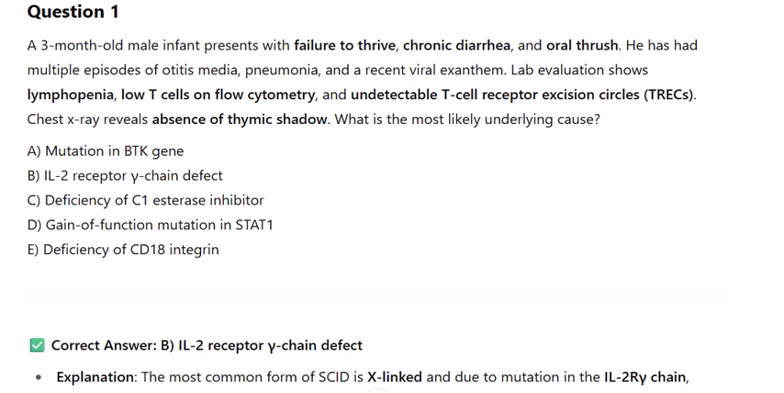What is the most likely underlying cause? A. Mutation in BTK gene. B. IL-2 receptor gamma chain defect. C. Deficiency of C1 esterase inhibitor. D. Gain-of-function mutation in STAT1. E. Deficiency of CD18 integrin.